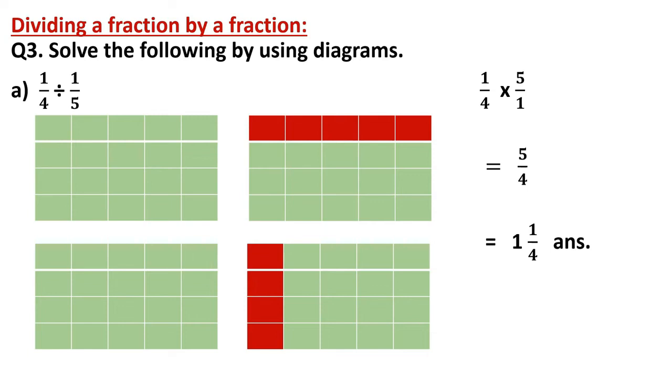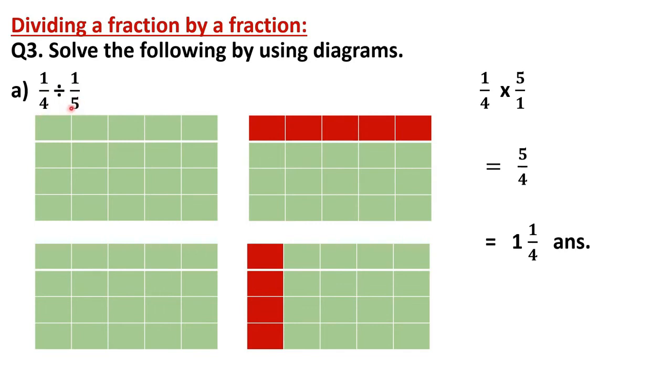You can see here, children, dividing a fraction by a fraction. This is the third category. Solve the following by using diagrams. So 1 by 4 divided by 1 by 5. Okay, so the first fraction shows the number of rows, and the second fraction shows the number of columns.